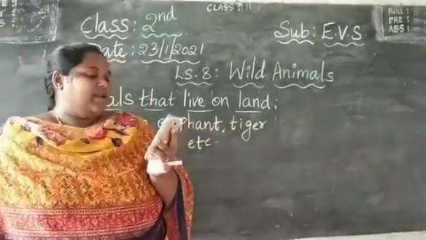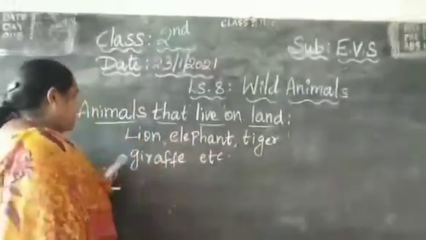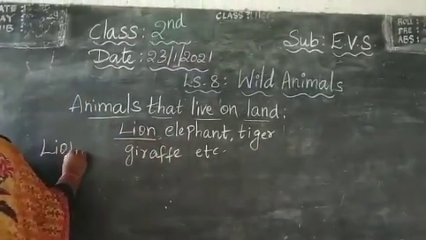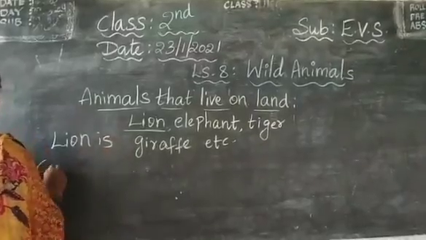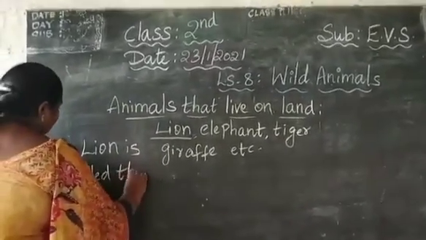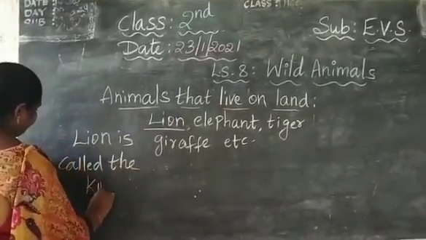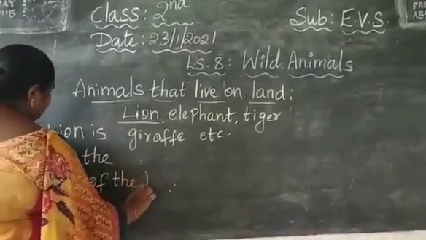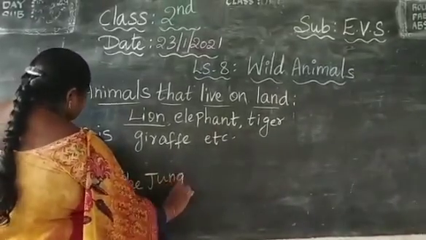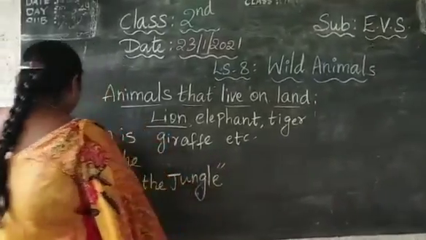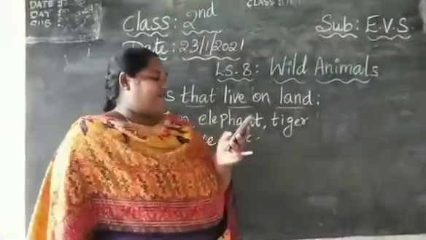And the lion is called the king of the jungle. Jungle means forest. So which animal is called the king of the jungle? The lion is called the king of the jungle.